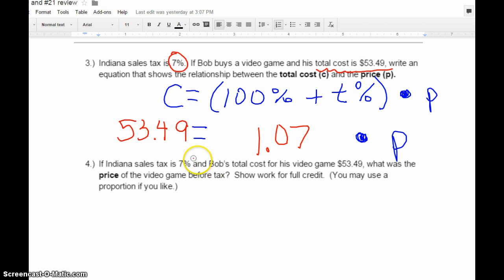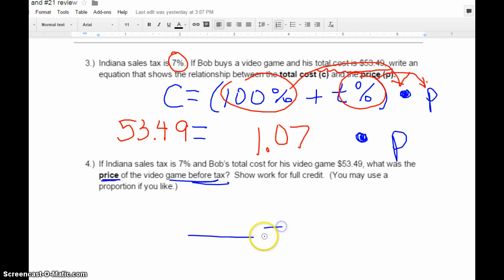Because this total cost equation means I'm going to pay 100% of the price plus whatever the tax rate is times the price. I'm going to pay 107% times the price, or 1.07 times the price. So now I've got to find the price of the video game before tax. I could solve this equation, or I could use a proportion like we've always done.